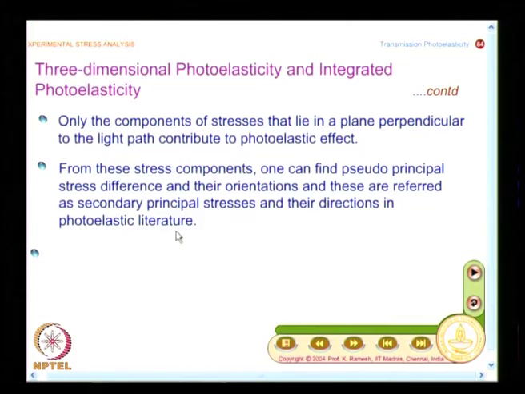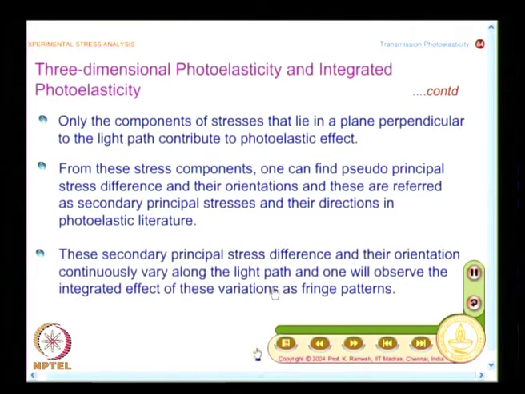And what we will also have is, as I had mentioned, the stresses vary from point to point in a 3-dimensional model. The secondary principal stress also varies from point to point, and that is what we will have to account for when we want to interpret the fringes that we see.